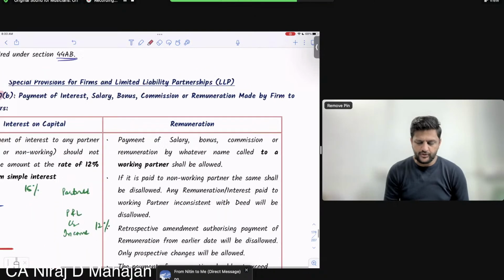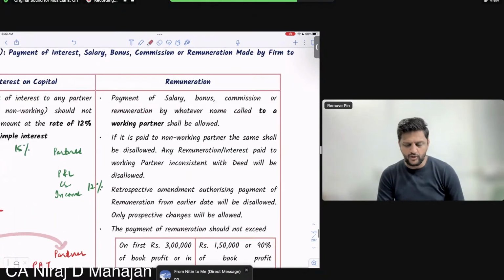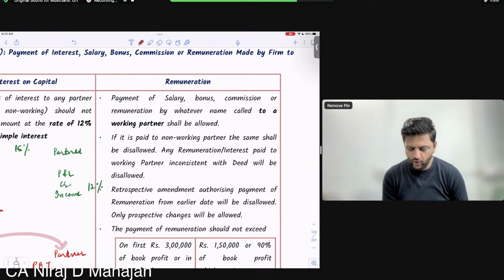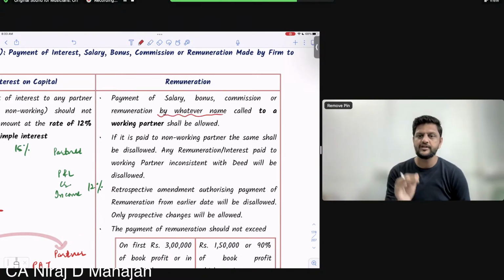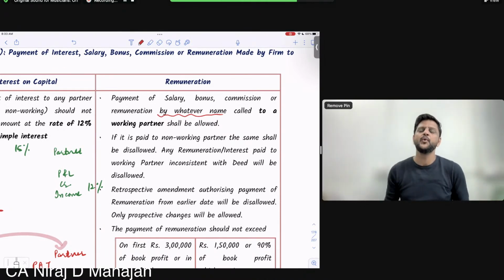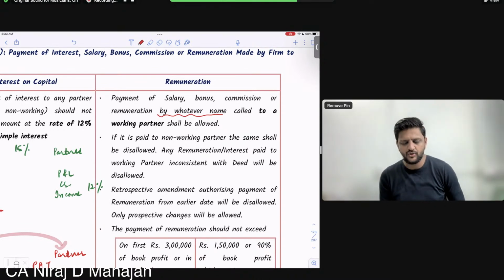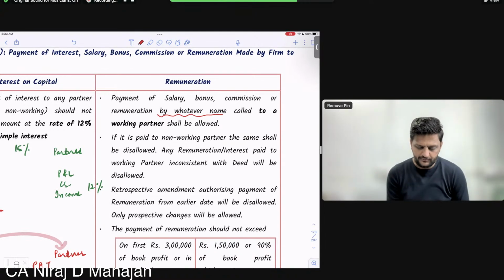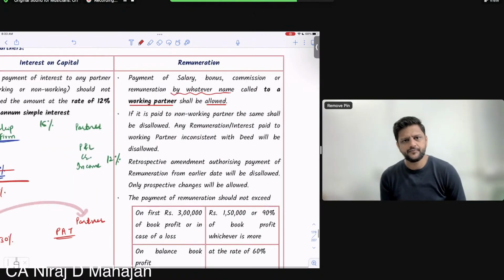Let's go ahead. What is remuneration? Payment of salary, bonus, commission or remuneration. Underline the words by whatever name called. You call it anything, professional fees, consultancy fees, but whatever you pay to the partner on a regular basis will be called remuneration. Salary, bonus, commission or remuneration, by whatever name called, to a working partner shall be allowed as an expenditure. If it is paid to a non-working partner, the same shall be disallowed. That is normal till here.